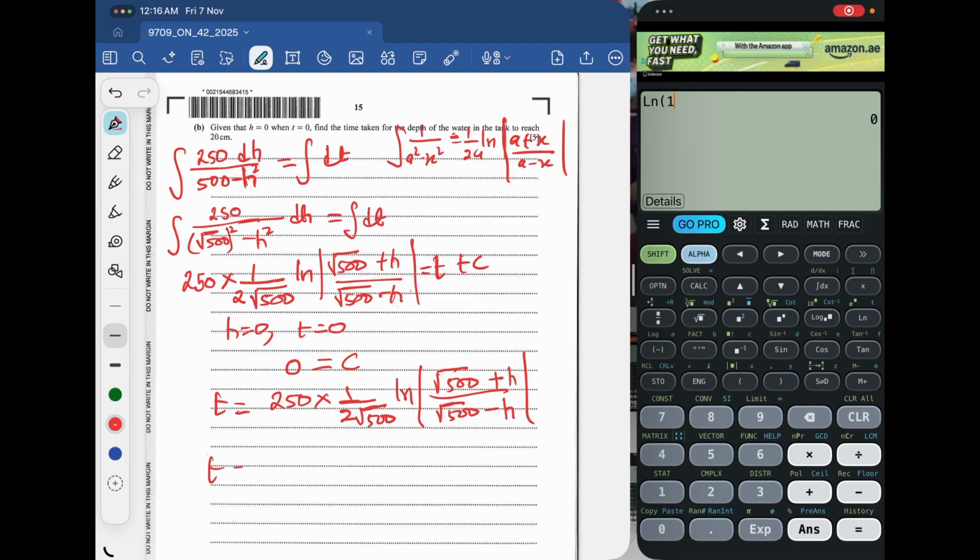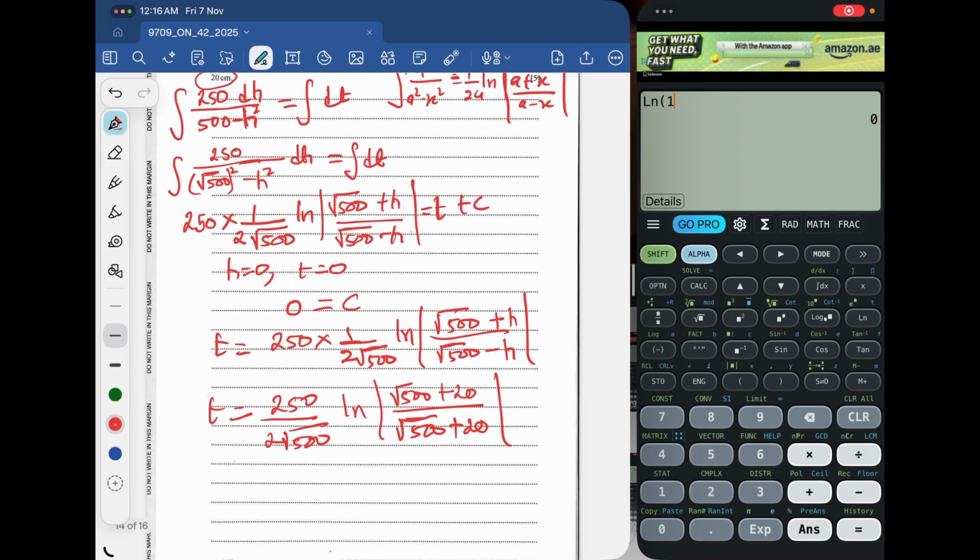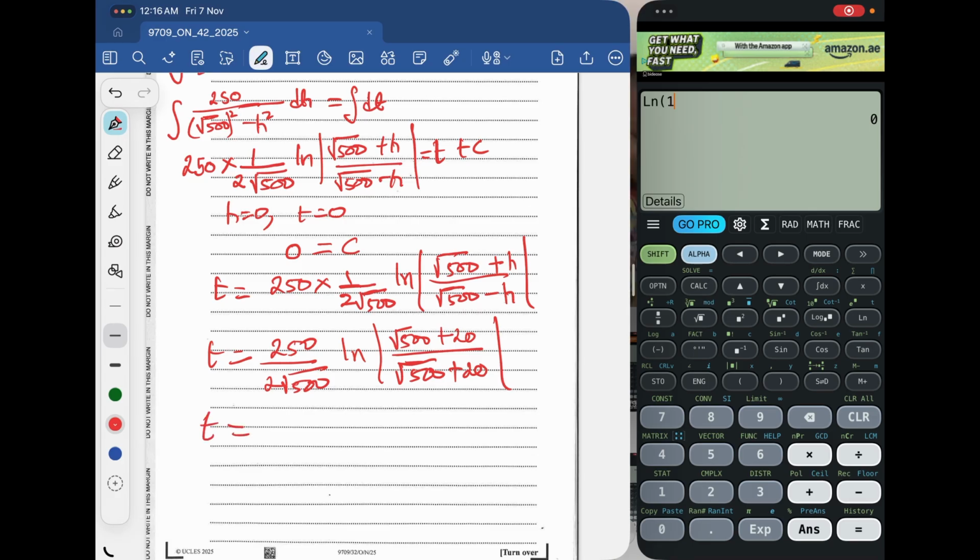So I just substitute my answer there. That will be 250 over 2 square root of 500 ln of square root of 500 plus 20 over square root of 500 minus 20. The 20 comes from here, okay? So you should just press your calculator. This will give 16.14 seconds.